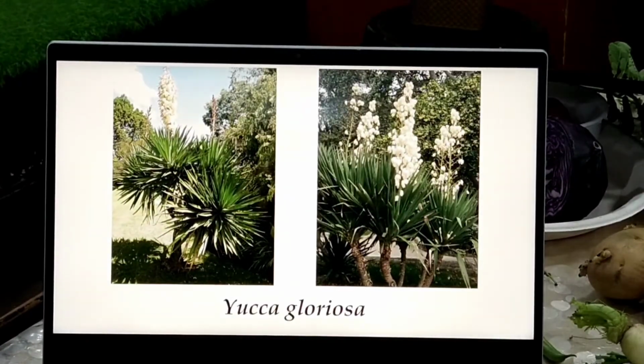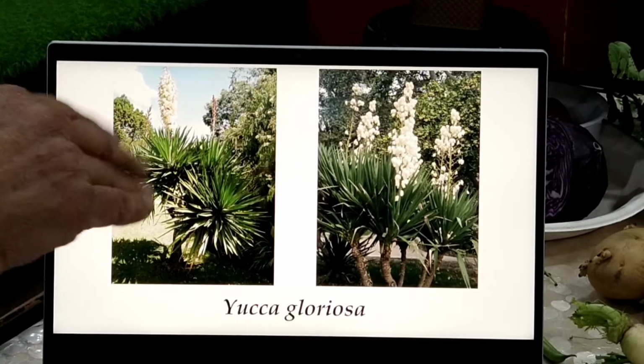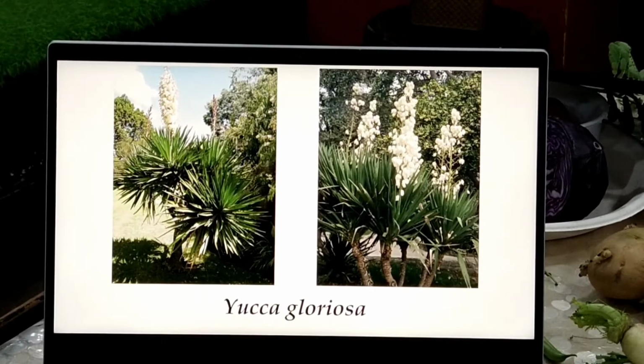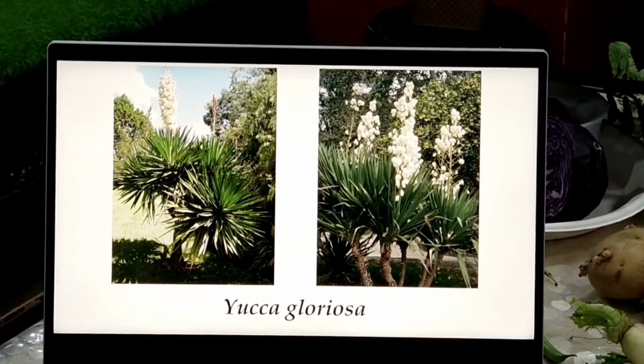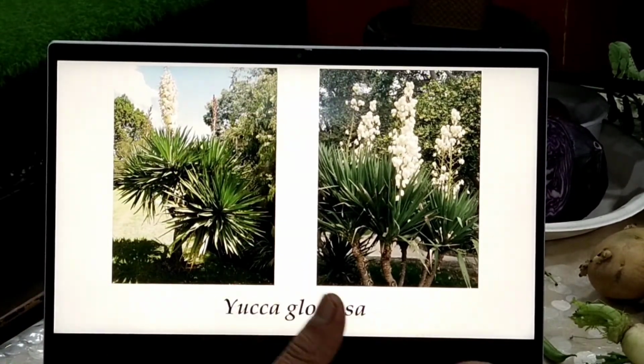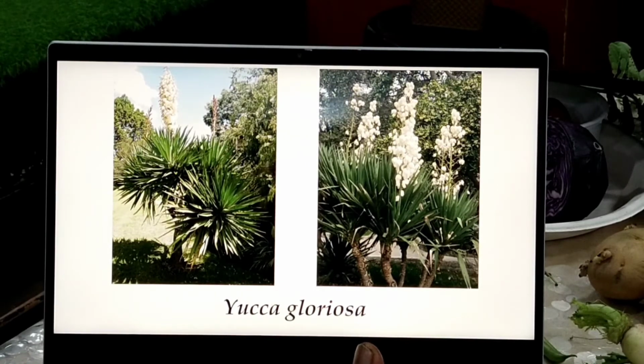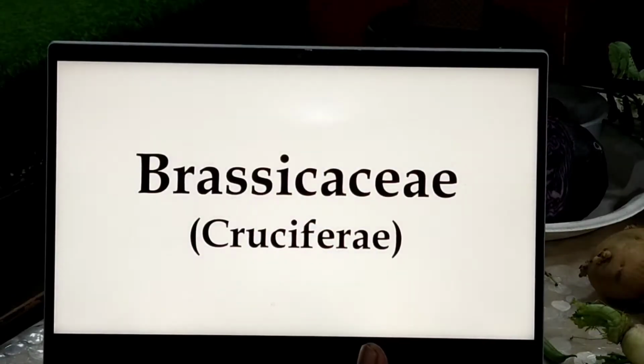Oh, Yucca gloriosa. It looks like agave, doesn't it? Yeah, but then there are very many peculiarities. There are some interesting symbiotic relationships between insects and yucca. Some of them you are going to learn later on in your plant physiology chapters, reproduction.